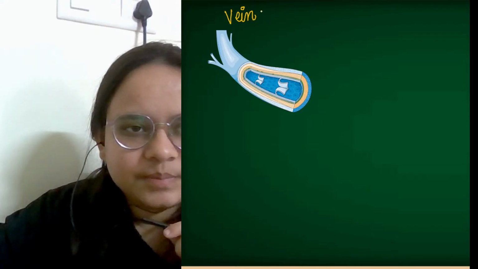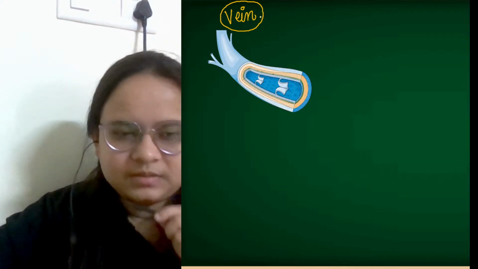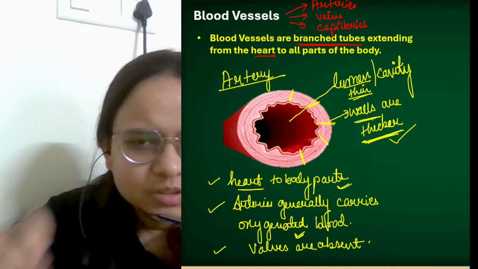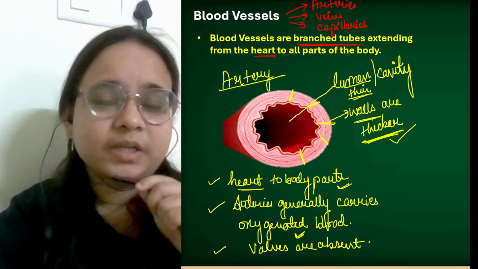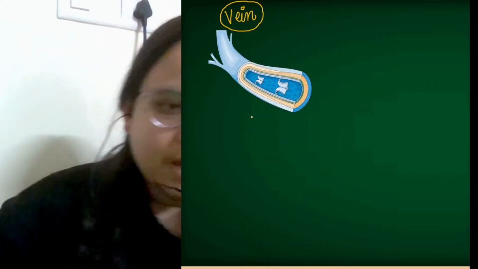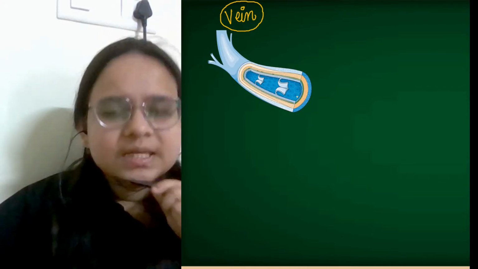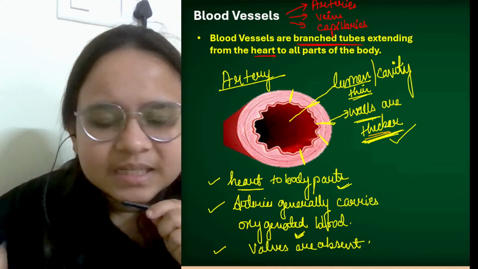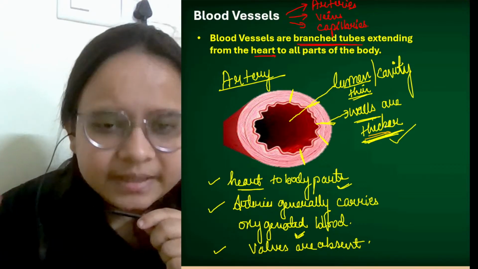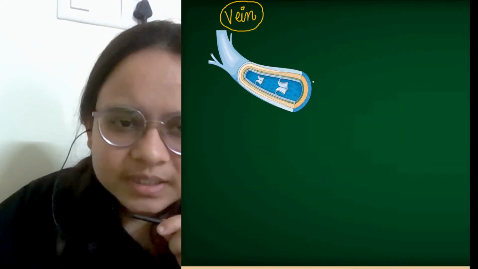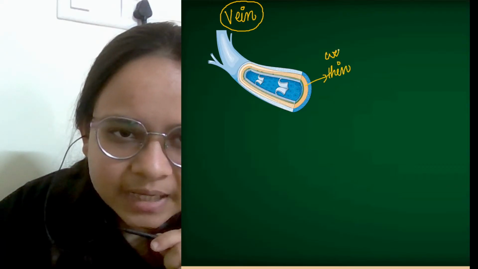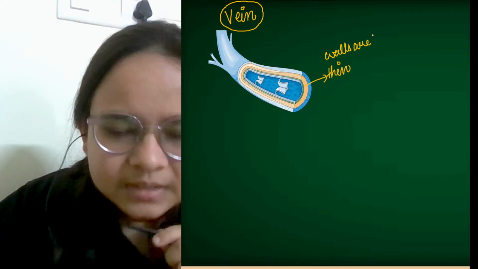This is the picture of a vein. Now, whatever things we have studied in arteries, almost everything will be reversed, sorry, everything will be opposite. Now we have discussed the walls. The walls in case of arteries were thick, the walls outside the artery were thick. But in case of veins, the walls will be thin. Walls are actually thin.